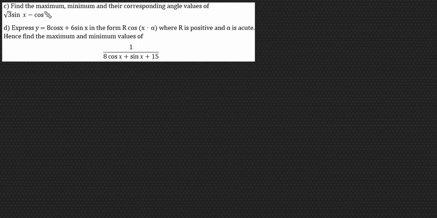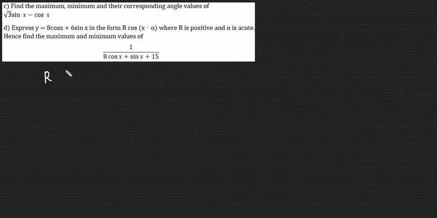We are still looking at the maximum and minimum value of a trigonometric expression. Here we have to find the two values, maximum and minimum, and their corresponding angle values. What we are going to do is get a single trigonometric ratio by using the R formula.